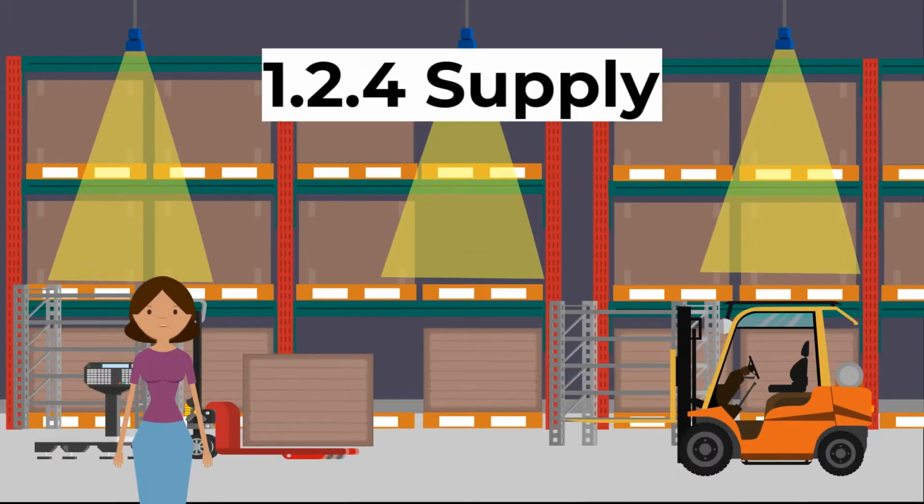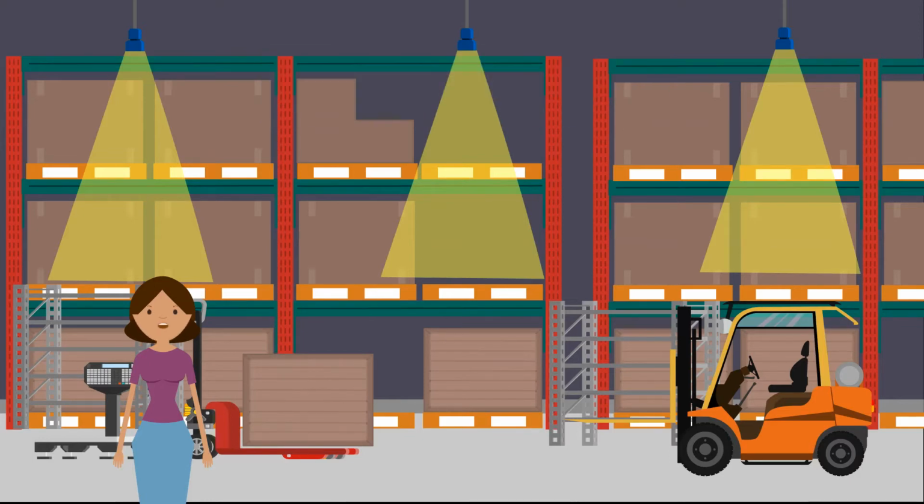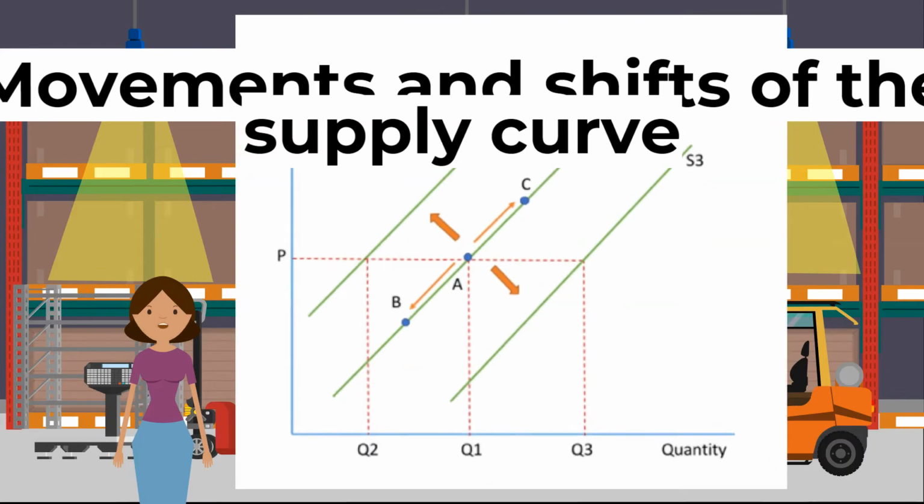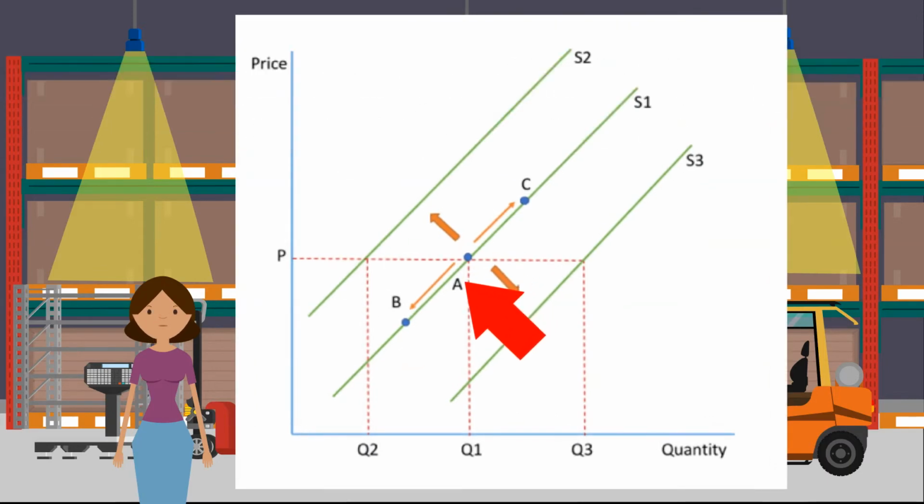Now we finally get to talk about supply. Supply is the ability and the willingness to provide a good or service at a particular price at a given moment in time. Let's look at the movements and shifts of the supply curve. A movement along the supply curve, for example from A to B, is caused by a change in the price of the good. A shift of the supply curve, for example, S1 to S2, is caused by a change in any of the factors which affect supply, the conditions of supply.